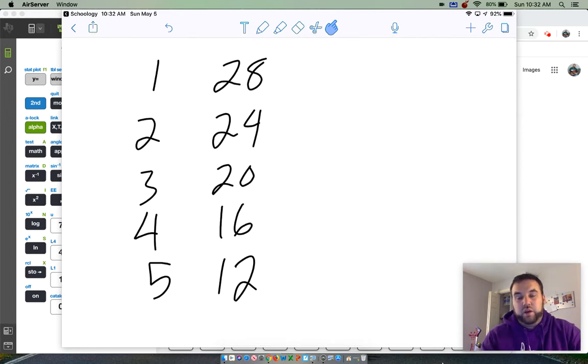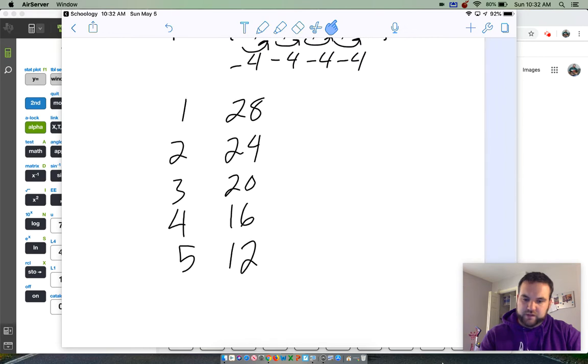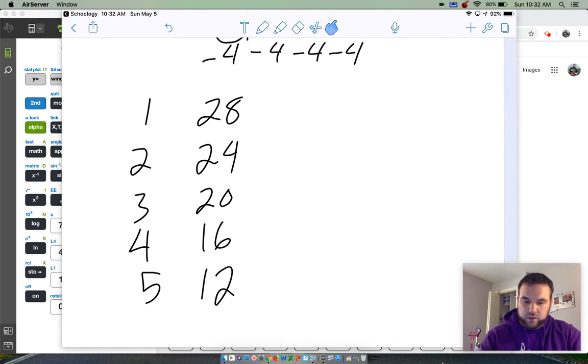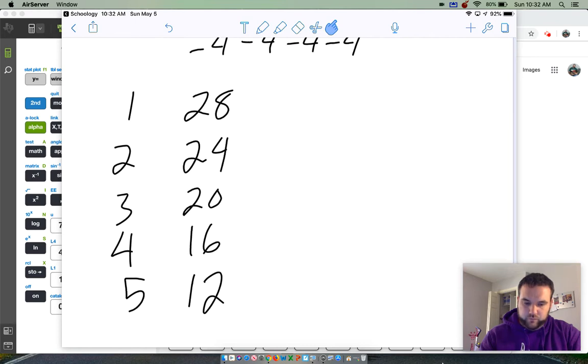And if you think about when we learned y equals mx plus b, or equations for linear functions, it had a slope and then a y-intercept. So the fact that we're subtracting 4 from each number is kind of like the slope of this sequence. It's going down 4 every time. So I know negative 4 is going to have to be part of it.